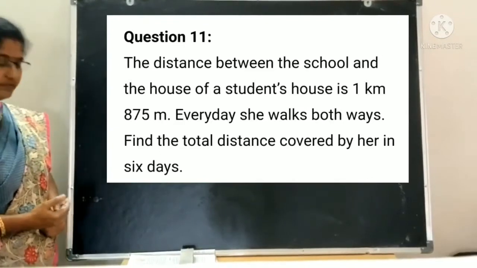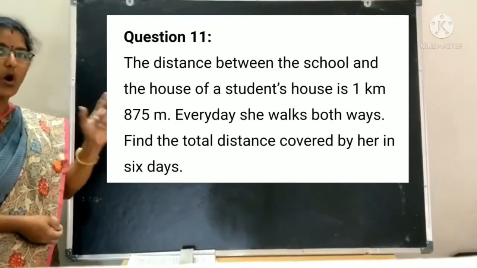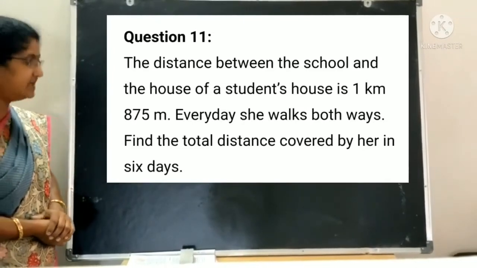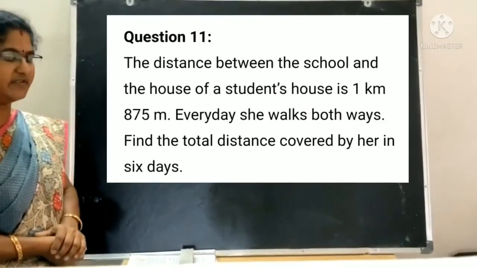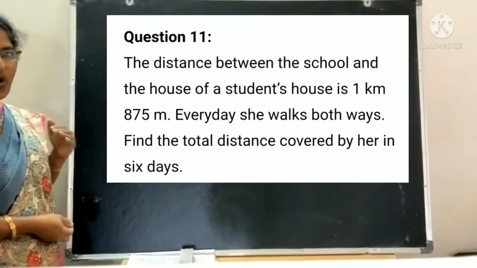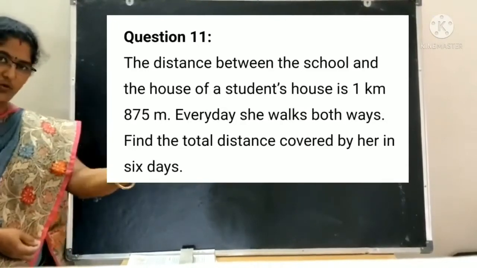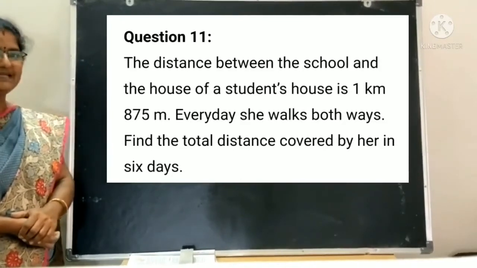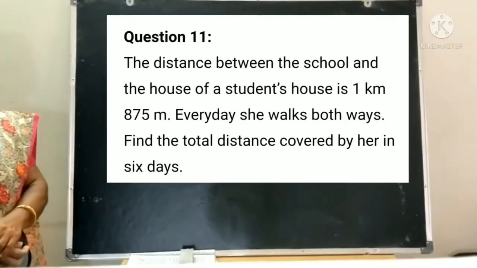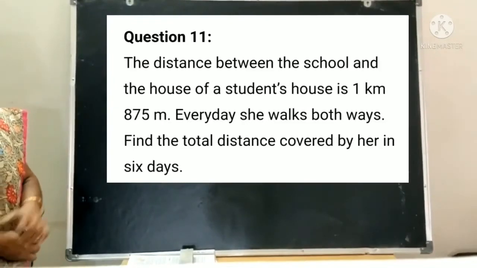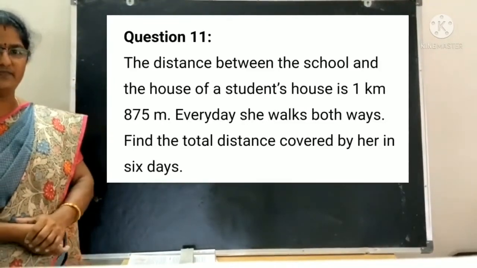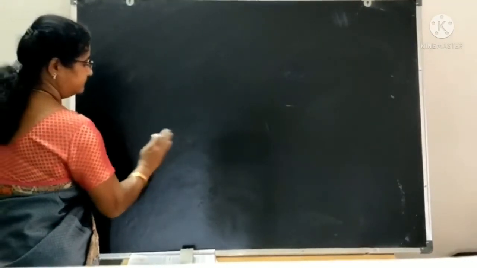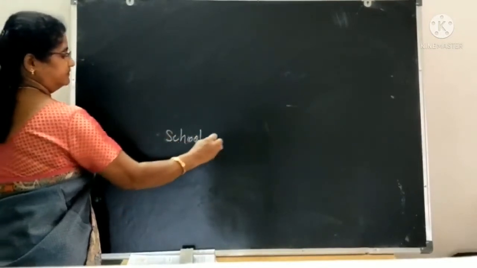The distance between the school and the student's house is 1 kilometer 875 meter. Every day she walks both ways, that is to the school and back to the home, 2 times. Find the total distance covered by her in 6 days. So the distance between the school and house is given.